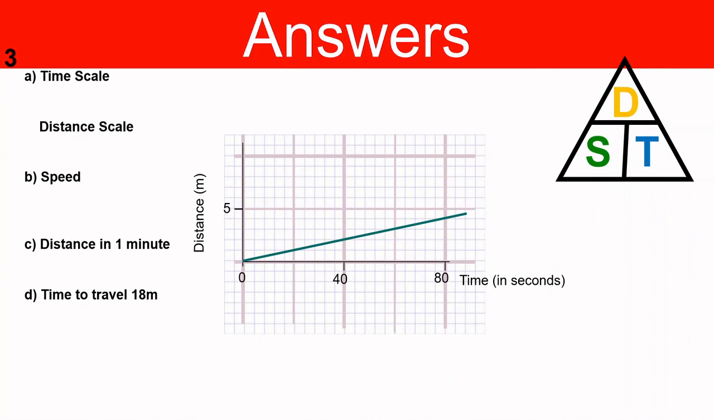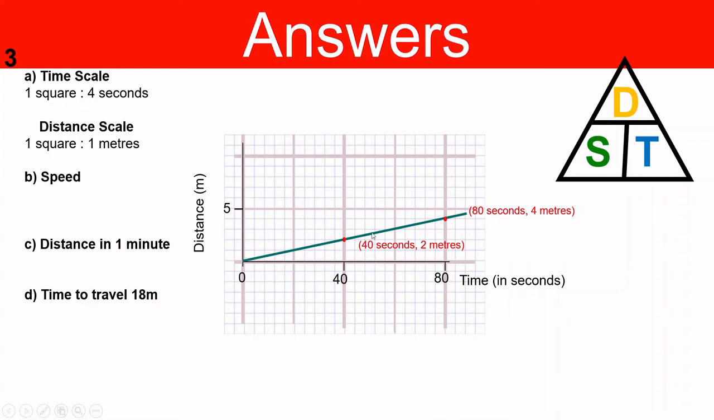For question 3, our time scale shows 1 square represents 4 seconds because it takes 10 squares to make 40 seconds. Our distance scale shows 1 square represents 1 meter because it took 5 squares to make 5 meters. The speed I can work out from either this point or that point.